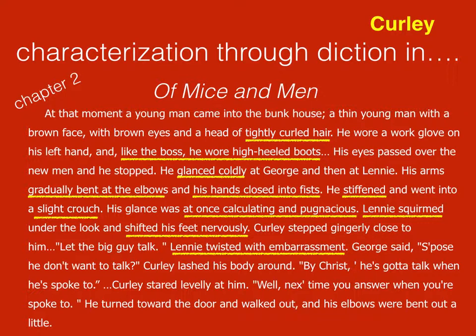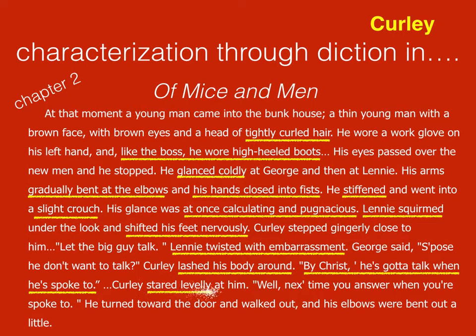Now, George sticks up for his friend by saying, suppose he don't want to talk, and Curly's reaction to that is quite violent. He lashes his body around in response to George's comment, and we can see through the author's word choice that he's quite surprised and taken aback by George speaking out against him. He doesn't like this. He whips himself around and says, by Christ, he's got to talk when he's spoke to. So that line is really Curly reasserting his dominance. He's saying in less words to these guys that they must answer to him. And with this line, he warns George to back down, and he reiterates to Lenny that he needs to pay him the respect of answering.